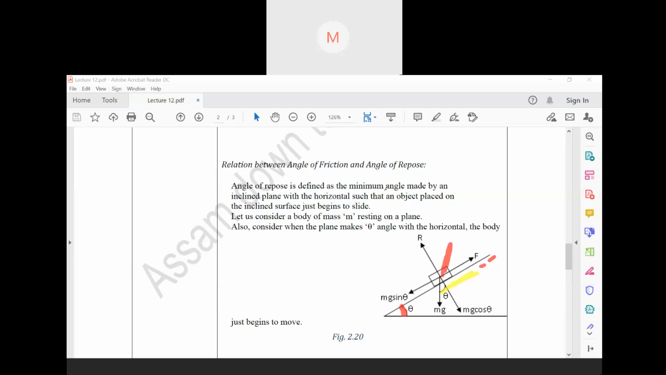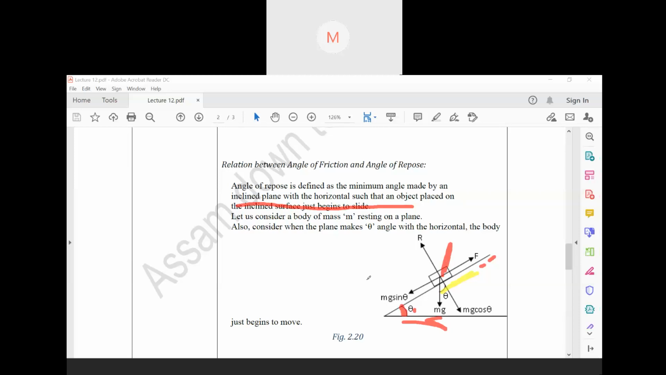So the angle made by the inclined plane with the horizontal, that means this theta, is the angle at which the small block will just start to move. You are inclining the plane and eventually the small block just starts to move. So that angle is known as what? That angle is known as the angle of repose.